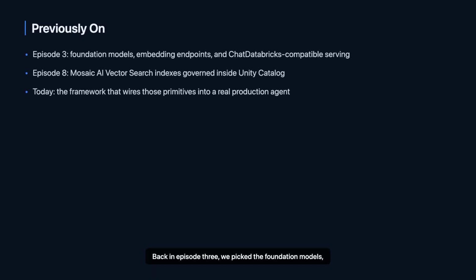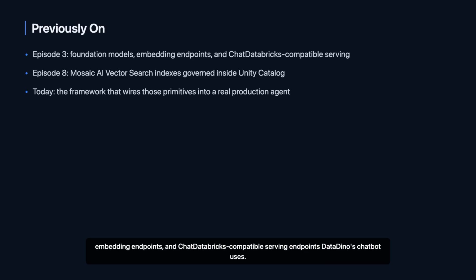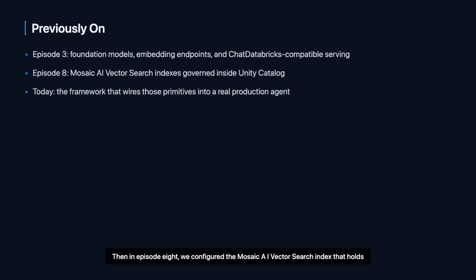Back in episode 3, we picked the foundation models, embedding endpoints, and ChatDatabricks compatible serving endpoints DataDino's chatbot uses. Then in episode 8, we configured the Mosaic AI vector search index that holds the fossil chunks governed inside Unity Catalog. Today, we're going to wire those pieces into a single production agent using the framework Databricks actually recommends.